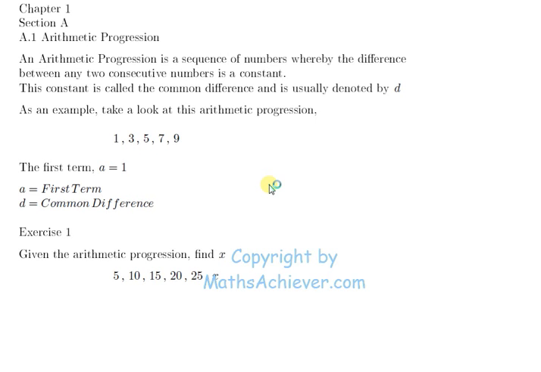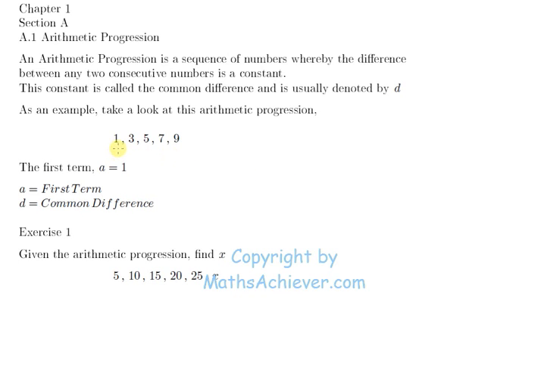Let's start by taking a look at the definition of an arithmetic progression. An arithmetic progression is a sequence of numbers whereby the difference between any two consecutive numbers is a constant. This constant is called the common difference and is usually denoted by the letter D. As an example, take a look at this arithmetic progression here.